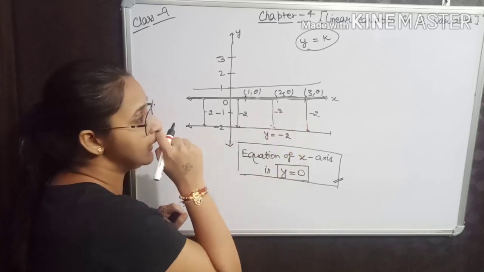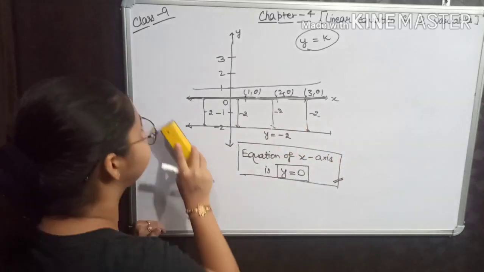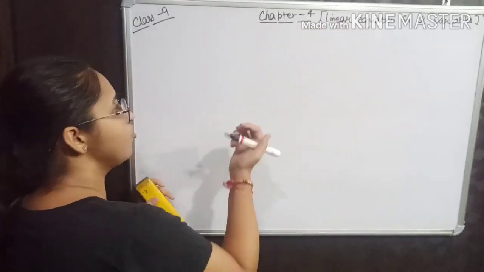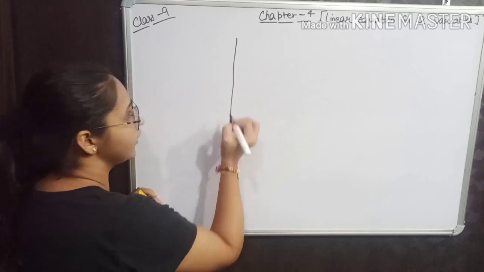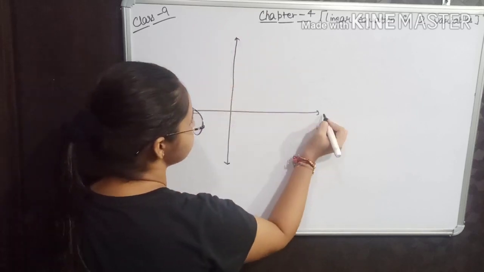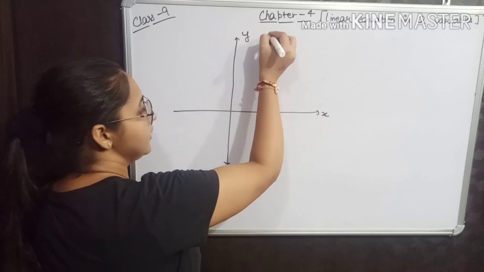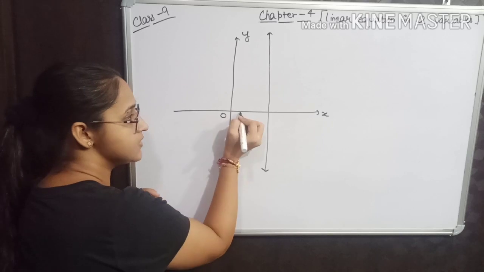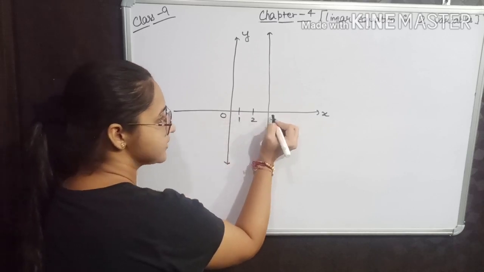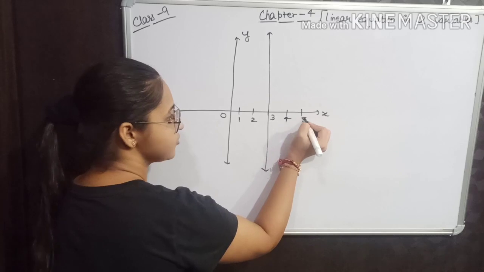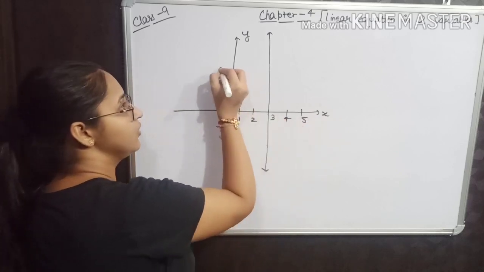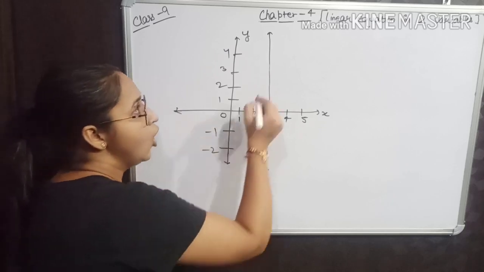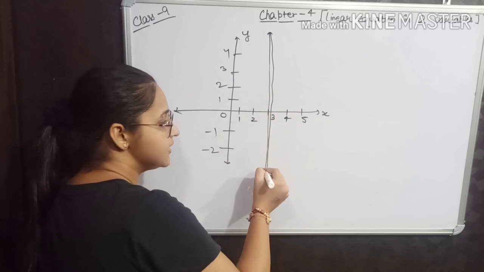Now let's move to the next part. If I have to draw a line that is parallel to the y-axis, here is x, here is y, and this is a line that is parallel to the y-axis. It is 0, 1, 2, and this is 3, 4, 5. Here 1, 2, 3, 4, and here -1, -2.